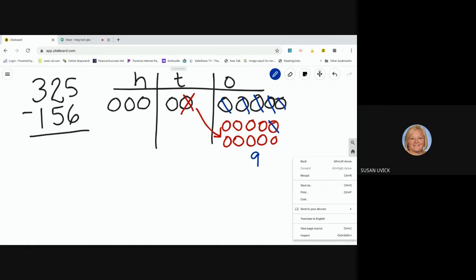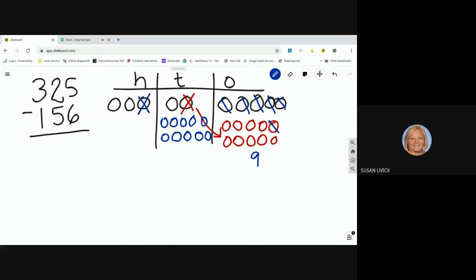All right, so now let's look at our tens. I have one group of 10 here. I want to take away 5 groups of 10. I want to take away those 5 groups of 10. I don't have 5 groups of 10. So I'm going to move some over. This time I'm going to move a group of 100. And we know that 100 is the same as 10 tens. So there we go. We have 10 tens now. Can I take 5 tens away? Sure. This one's gone. 1, 2, 3, 4, 5.